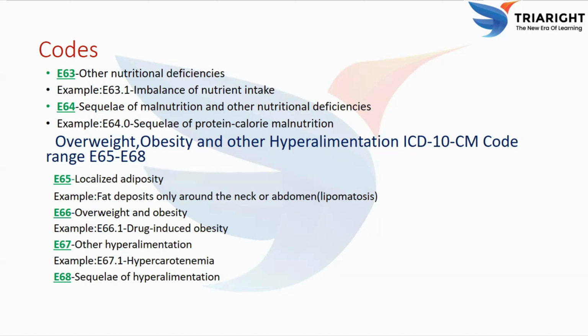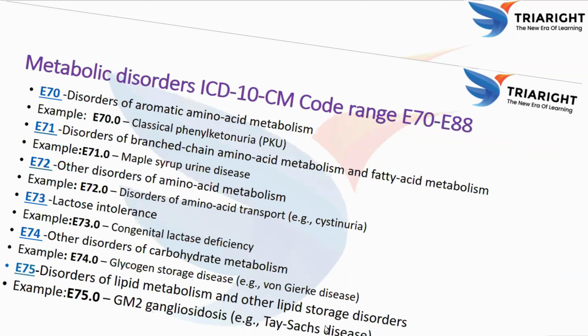So what do you mean by lipomatosis? Lipomatosis is nothing but abnormal or excessive growth of fat tissue in certain areas of the body. It is not just one lipoma; you can find multiple lipomas over areas of the body. So next, E66, overweight and obesity, and E67, other hyperalimentation. E68 is sequela of hyperalimentation.